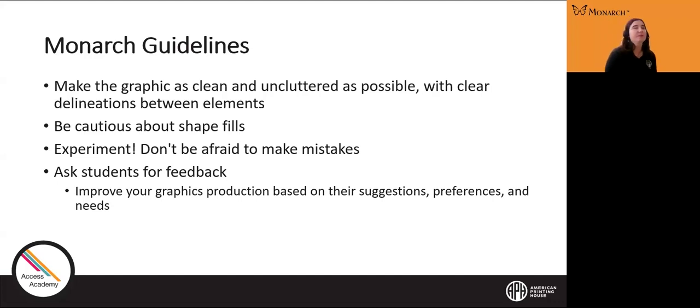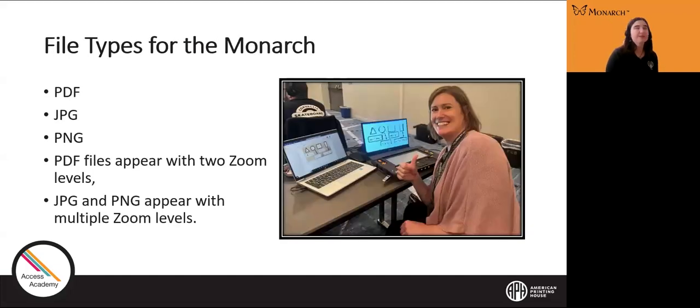A few of the file types for the Monarch real fast are PDFs, which we've talked about a lot, JPGs, which we've talked about a lot, and PNGs. We haven't talked a lot about those, but they're another one that works well on the Monarch. Just to note that the PDFs only have one zoom level, the zoomed out version and the zoomed in version. JPEGs and PNGs do have multiple levels of zoom, so you can zoom in a couple of times.